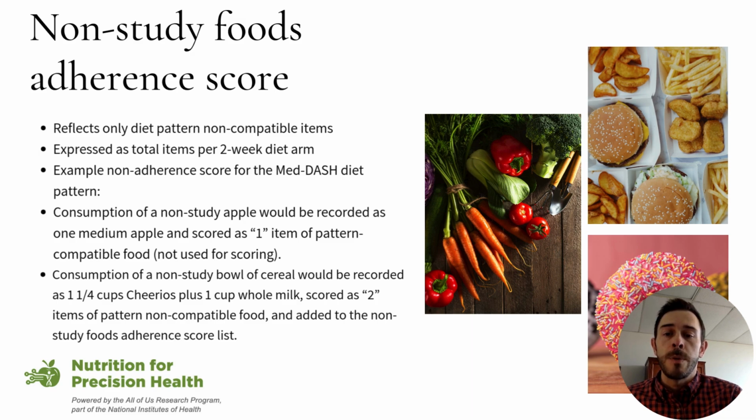In contrast, if a participant reported eating a bowl of cereal as well as a cup of whole milk with that cereal when they were on this diet, that would be scored as 2 items, representing the serving sizes for each of those foods. And these would be considered non-compatible foods. So in this case, this participant would receive a score of 2 for non-study food adherence.